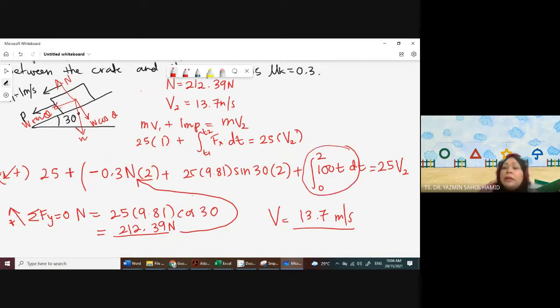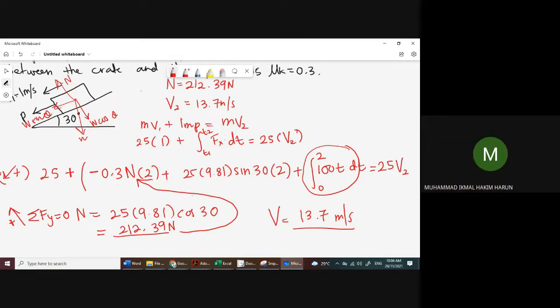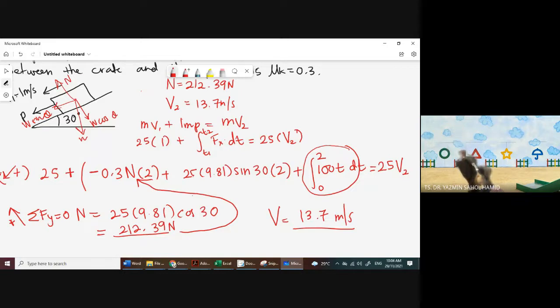Ini bila you integrate you dapat berapa? 100 T tu you integrate you dapat berapa? 50 T square. And then T tu adalah 4. So, you dapat 200 lah.